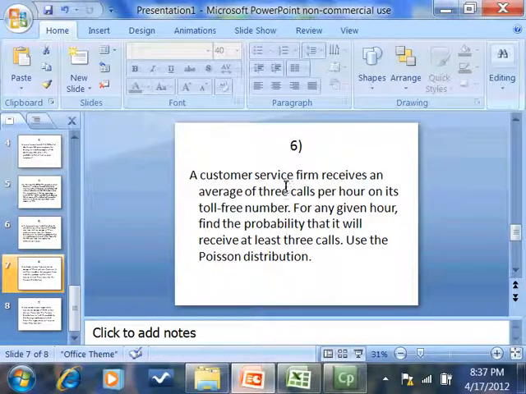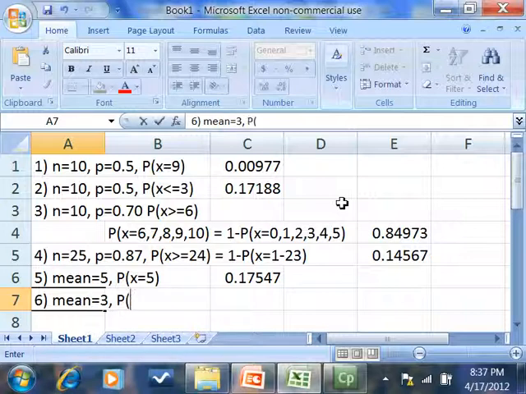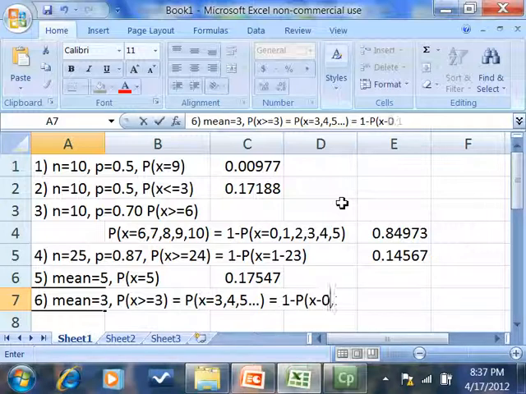A customer service firm receives an average of 3 calls per hour on its toll-free number. For any given hour, find the probability it will receive at least 3 calls. Average of 3, so my mean is 3. At least 3 calls means x is greater than or equal to 3. What that means is the probability that x is equal to 3, 4, 5, on forever. So we have to do 1 minus the probability of x equals 0, 1, 2.